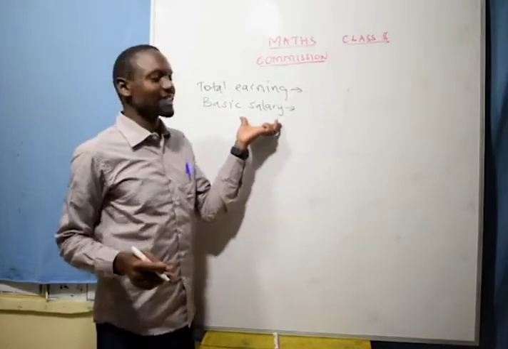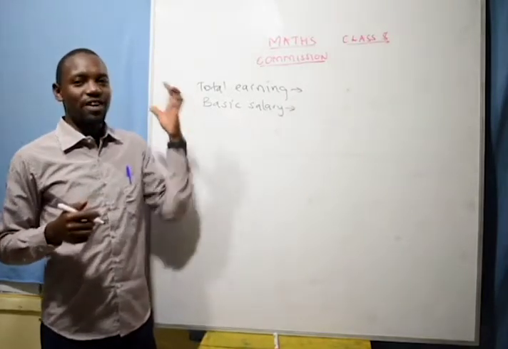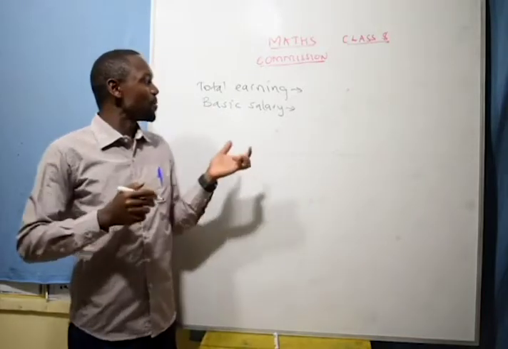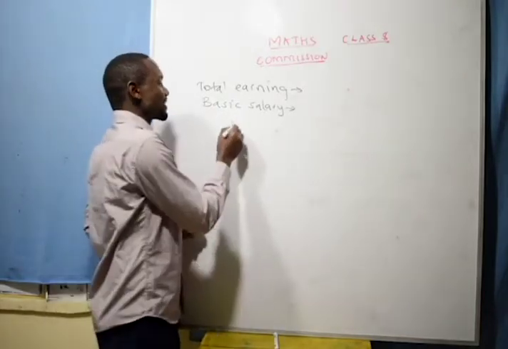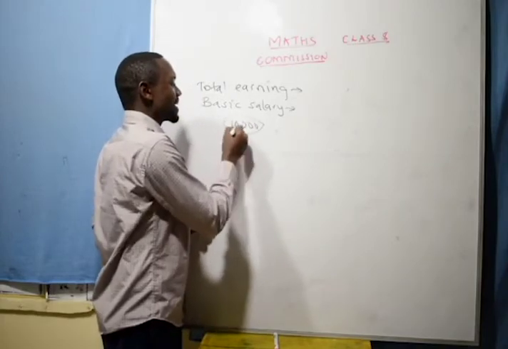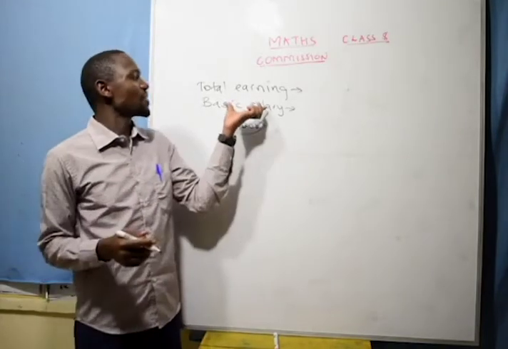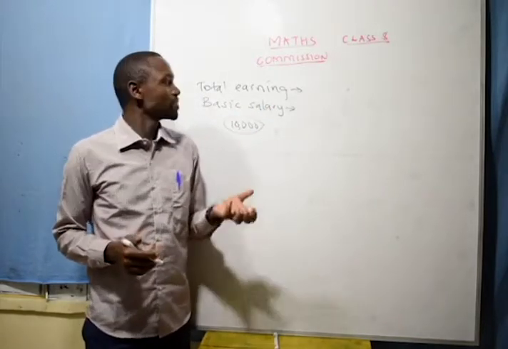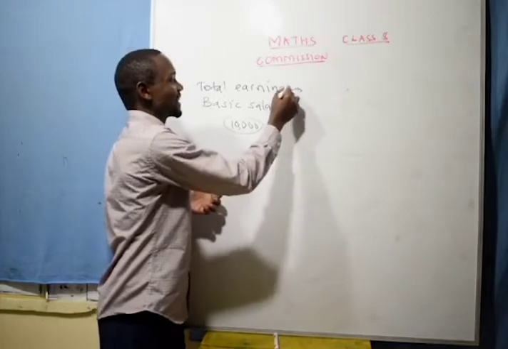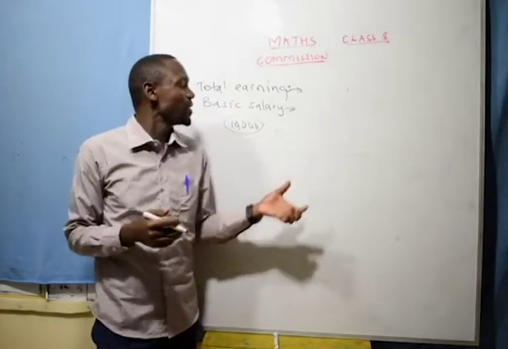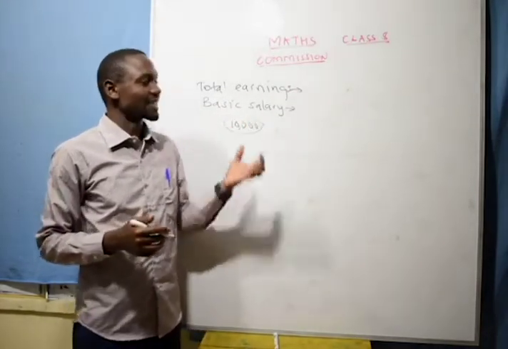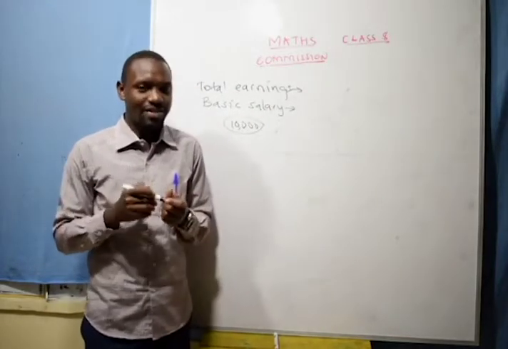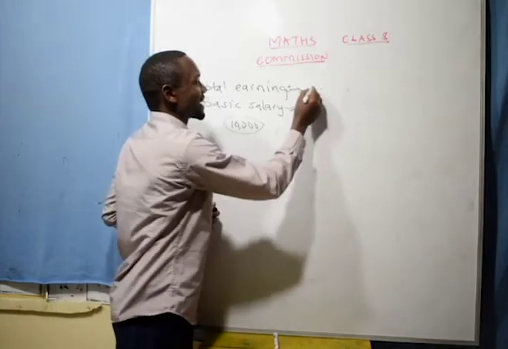So there's the basic salary that one receives at the end of every month, whether you reach the sales target or not. For example, if you are told to be paid 10,000 per month, you'll be paid 10,000 per month. That is now the basic salary, with or without the sales or the commission. Now, the total earnings is the amount of money that you get, that is commission plus the basic salary, at the end of the month.